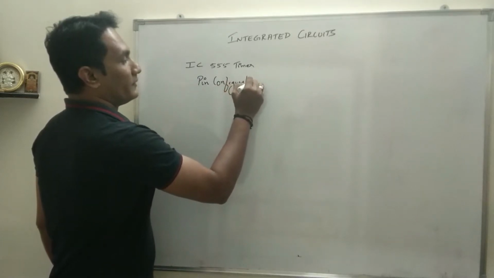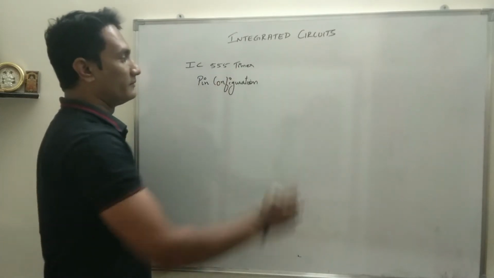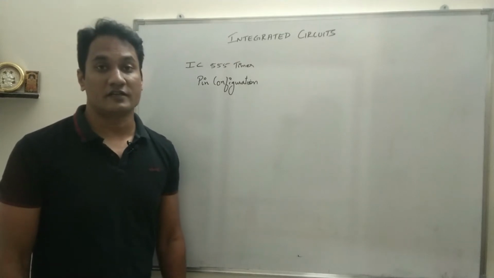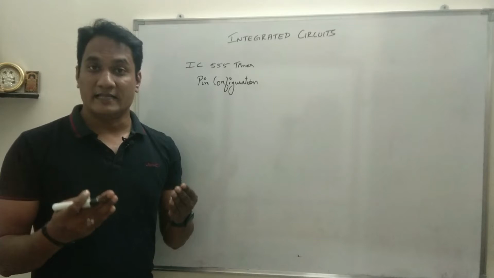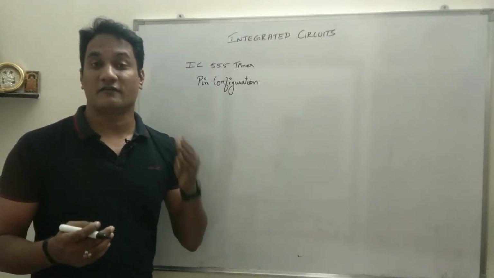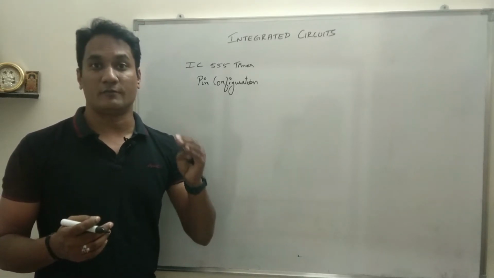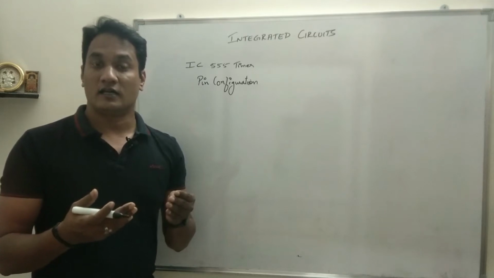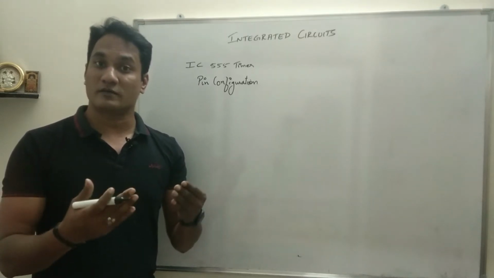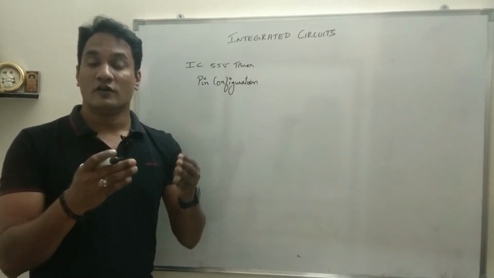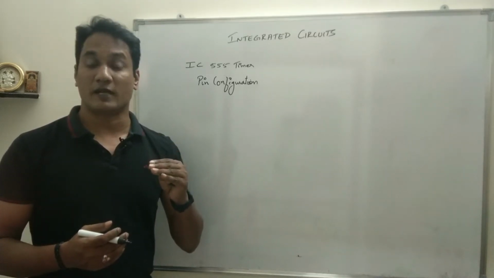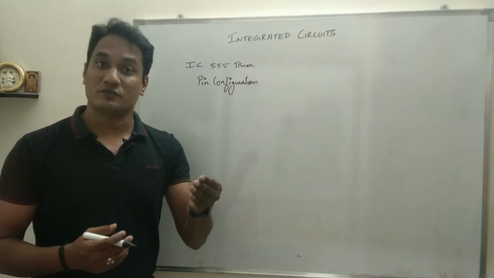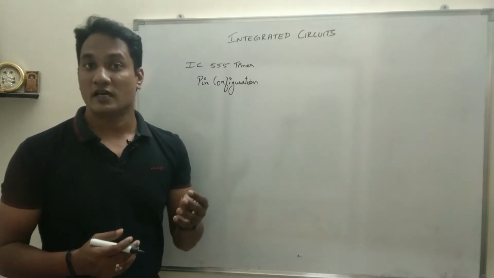We should know the pin configuration. When I say pin configuration, it means how many pins that IC chip has and what is the function of each of those pins, because to work that IC we need an external power supply. So we should know which pin should be given positive supply, which should be given negative supply. Then we should know which are the input pins and which are the output pins.